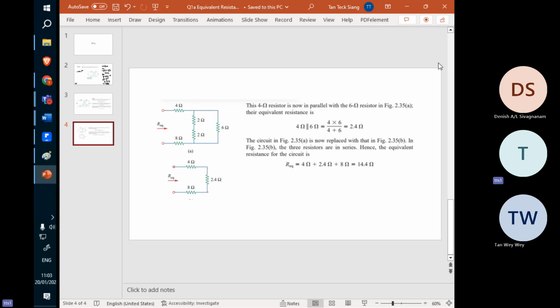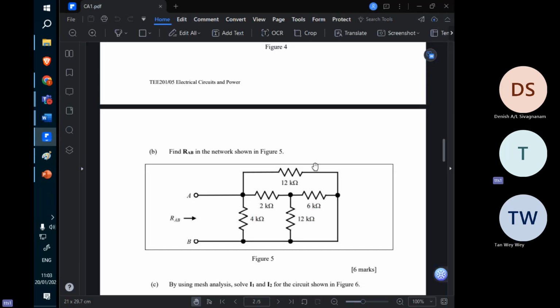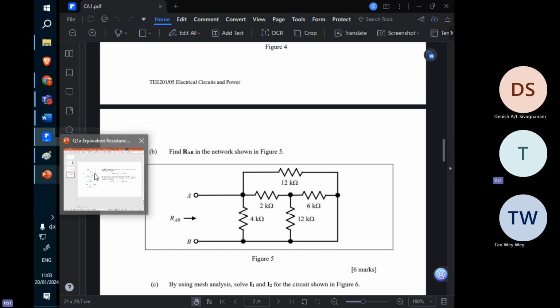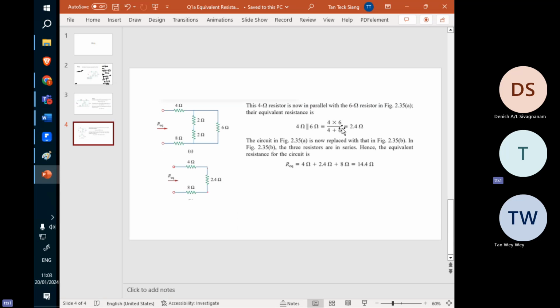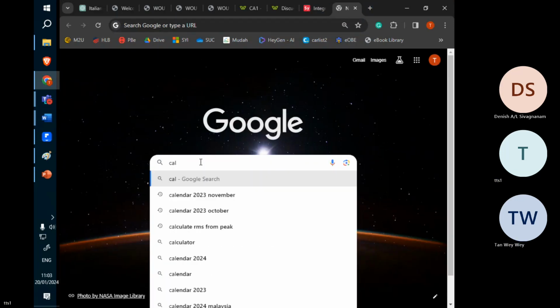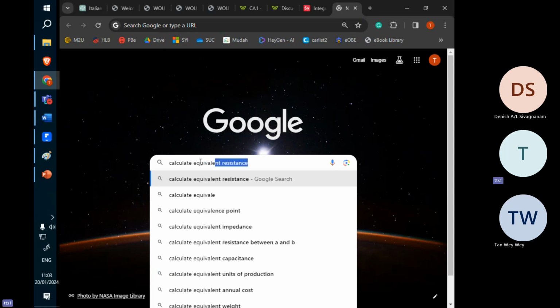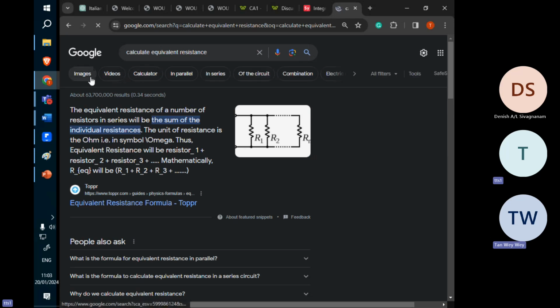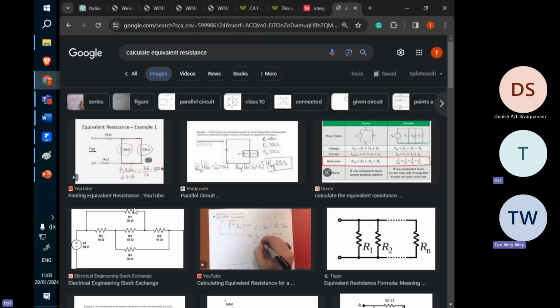Is it a surprise to you? So what I want to know is whether you can solve this one or not. I don't know. If you need more examples, you can go online to find more examples. You can search for 'calculate equivalent resistance', and you'll get some examples.